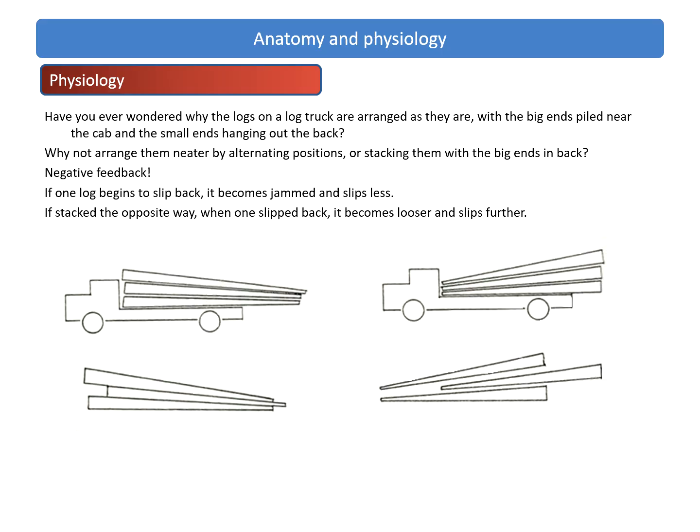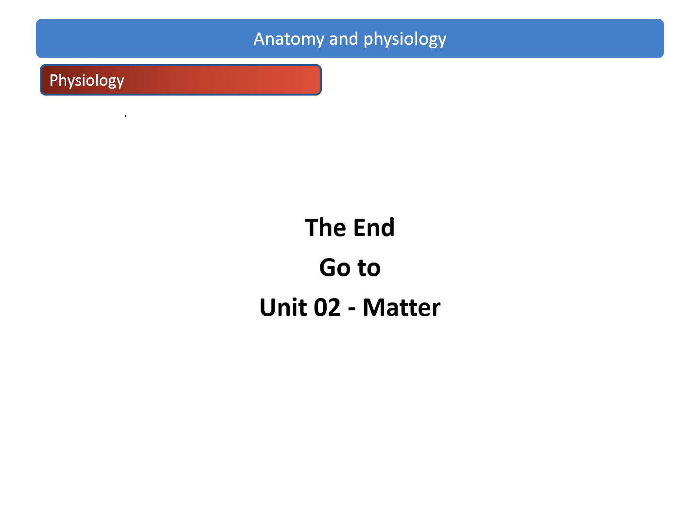If they were stacked the other way, when one of them began to slip back a little bit, remember, the truck is on a bumpy road jostling the logs. When one slips back a little bit, it becomes looser and it'll slip back further. And in a few moments, there's a pile of logs in the road. This is positive feedback. And now you are done with Unit 1, Introduction to Anatomy and Physiology.